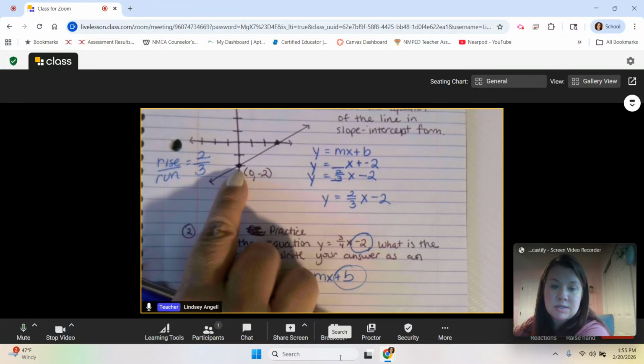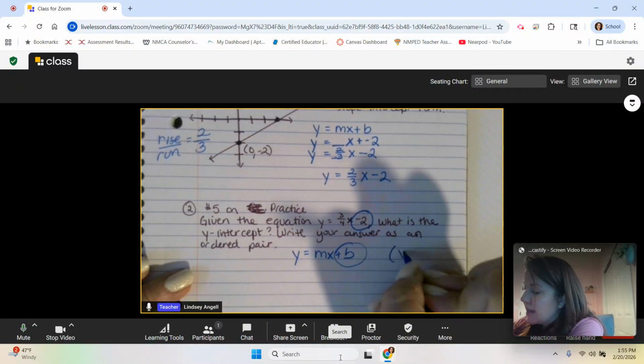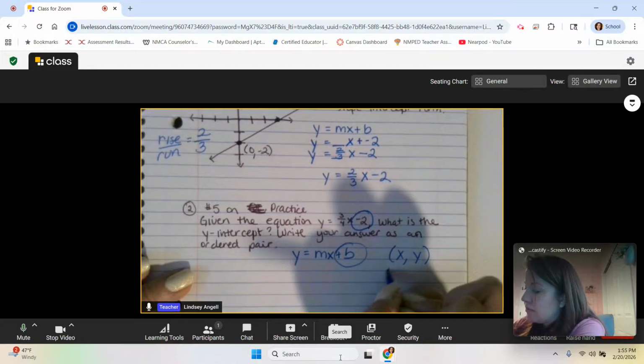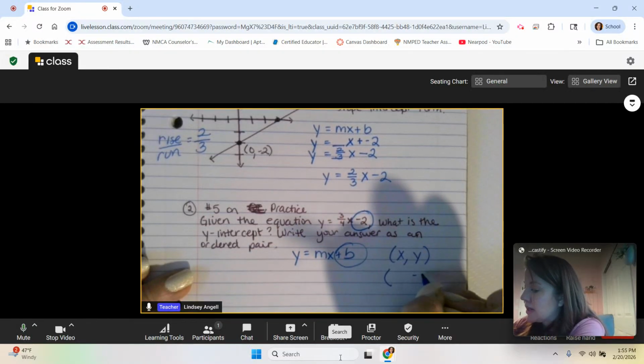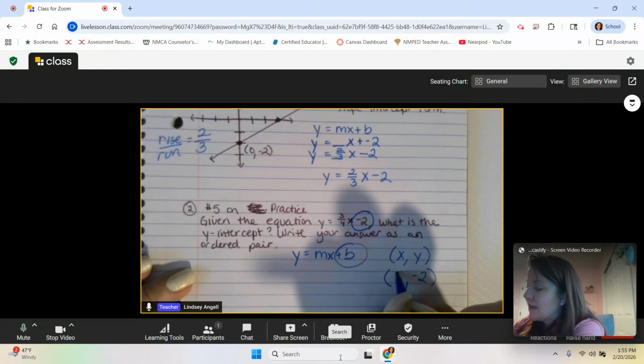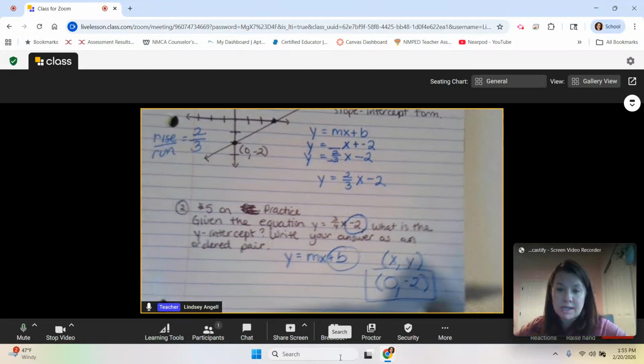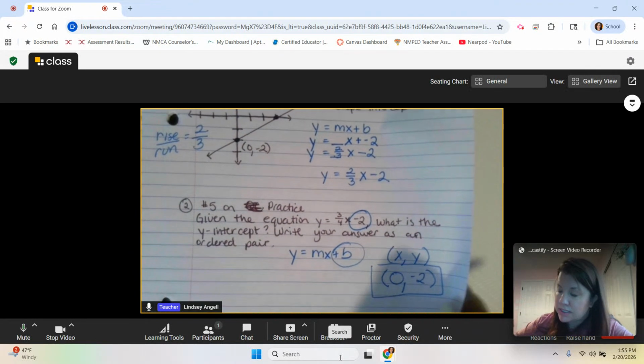If we're going to write it as an ordered pair, your ordered pair is always an x value and a y value. We know our y value is -2, and if it's the y-intercept, or where it's crossing the y-axis, our x value is always going to be 0. So this right here would be your final answer. And don't forget your parentheses.